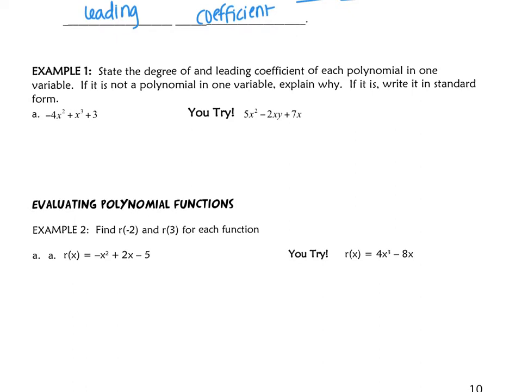Example 1, state the degree of and leading coefficient of each polynomial. If it is not a polynomial, explain why. If it's not a polynomial in one variable, that is. Okay, if we look at the first one, we have an exponent of 2, an exponent of 3. At the end, this is like x to the 0. So, is this a polynomial? Well, are all of our exponents 0 or positive? Yes. Are they all whole numbers? Yes. Are we dividing by any variables? No. So we would say, yes, this is a polynomial.